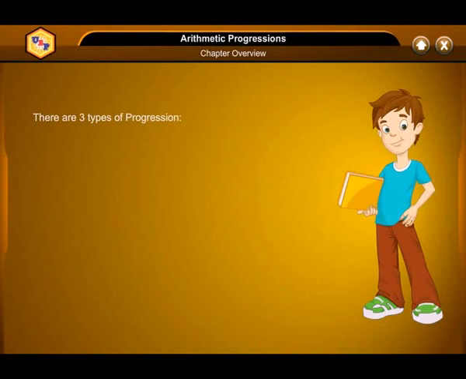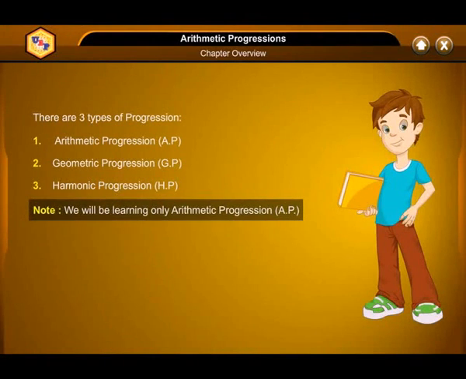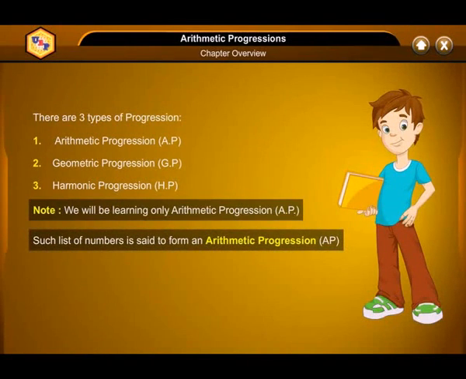There are three types of progression. Number 1, arithmetic progression, AP. Number 2, geometric progression, GP. Number 3, harmonic progression, HP. Note, we will be learning only arithmetic progression. Such a list of numbers is said to form an arithmetic progression, AP.